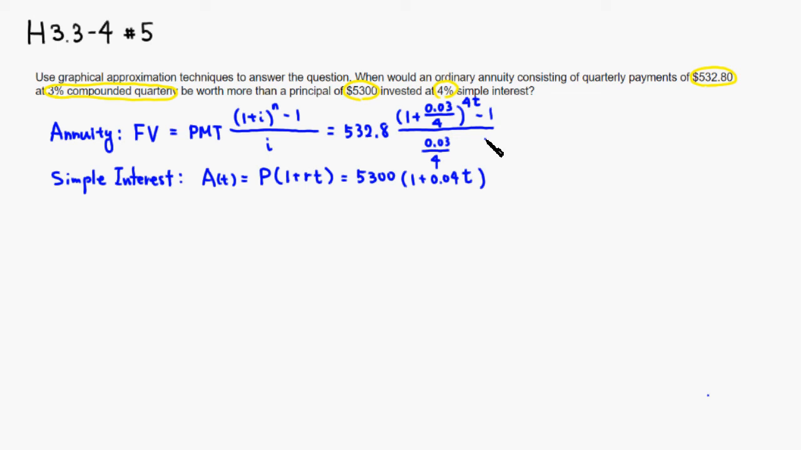So we want to find t. So we're looking for t such that the annuity is going to have the same value as the simple interest. If you set these equal to each other and try to solve for t, it's actually a pretty difficult equation to solve. So we're going to use GeoGebra to find the t value.